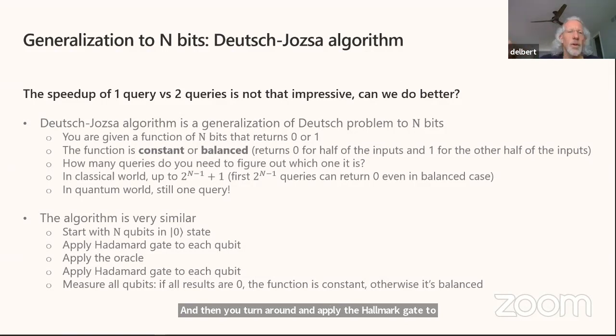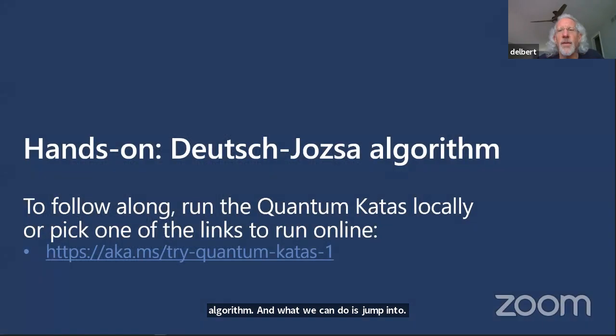Then you go into a loop and measure each one of your qubits. And if any of the results are 0, the function's constant. Otherwise, it's balanced. Okay, so that's the algorithm. And what we can do is jump into Binder and give that a try.